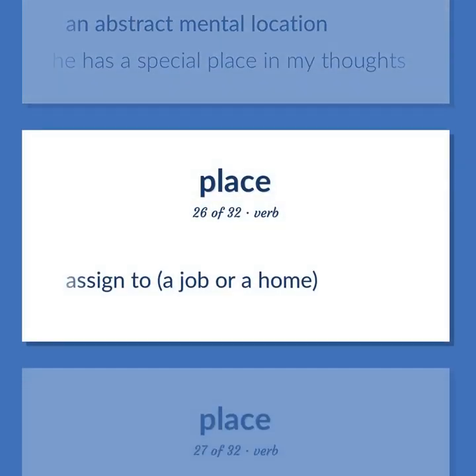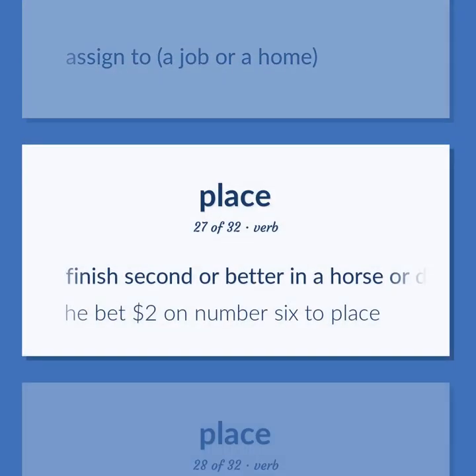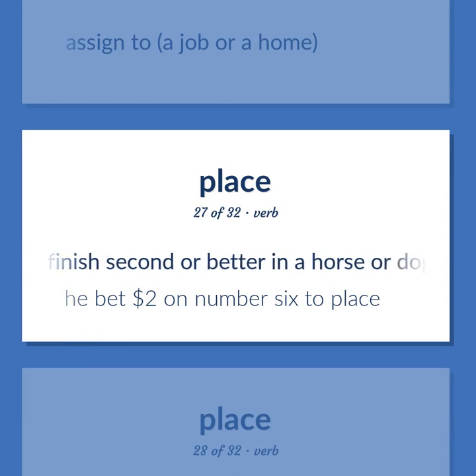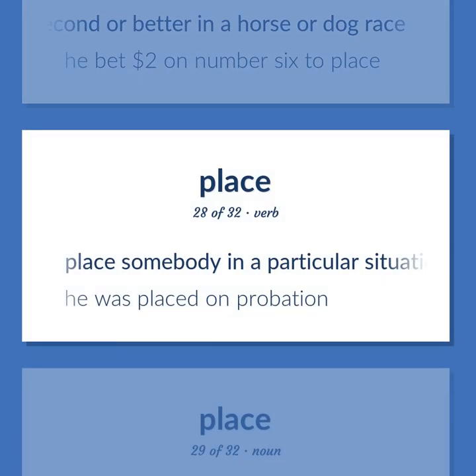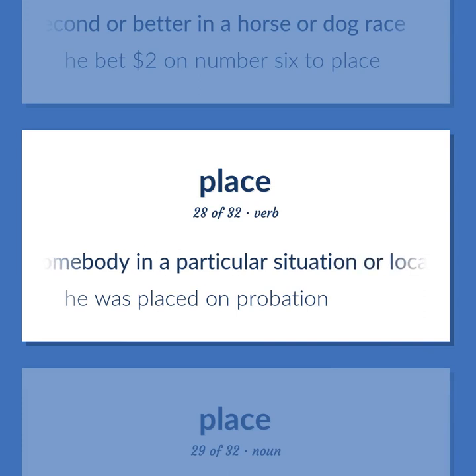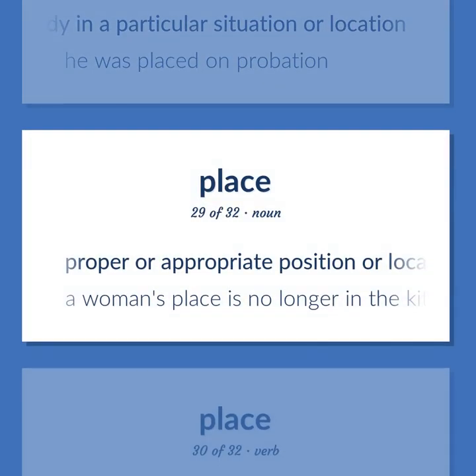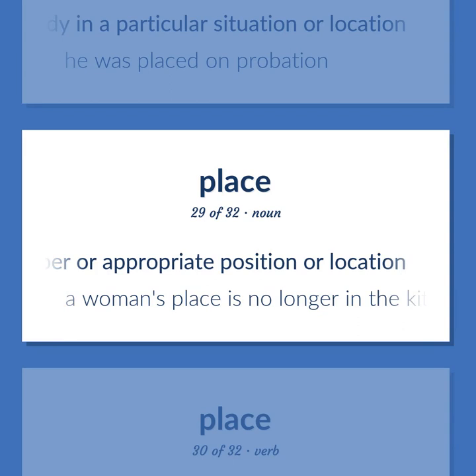Assigned to, a job or a home. Finish second or better in a horse or dog race. He bet $2 on number 6 to place. Place somebody in a particular situation or location. He was placed on probation. Proper or appropriate position or location. A woman's place is no longer in the kitchen.